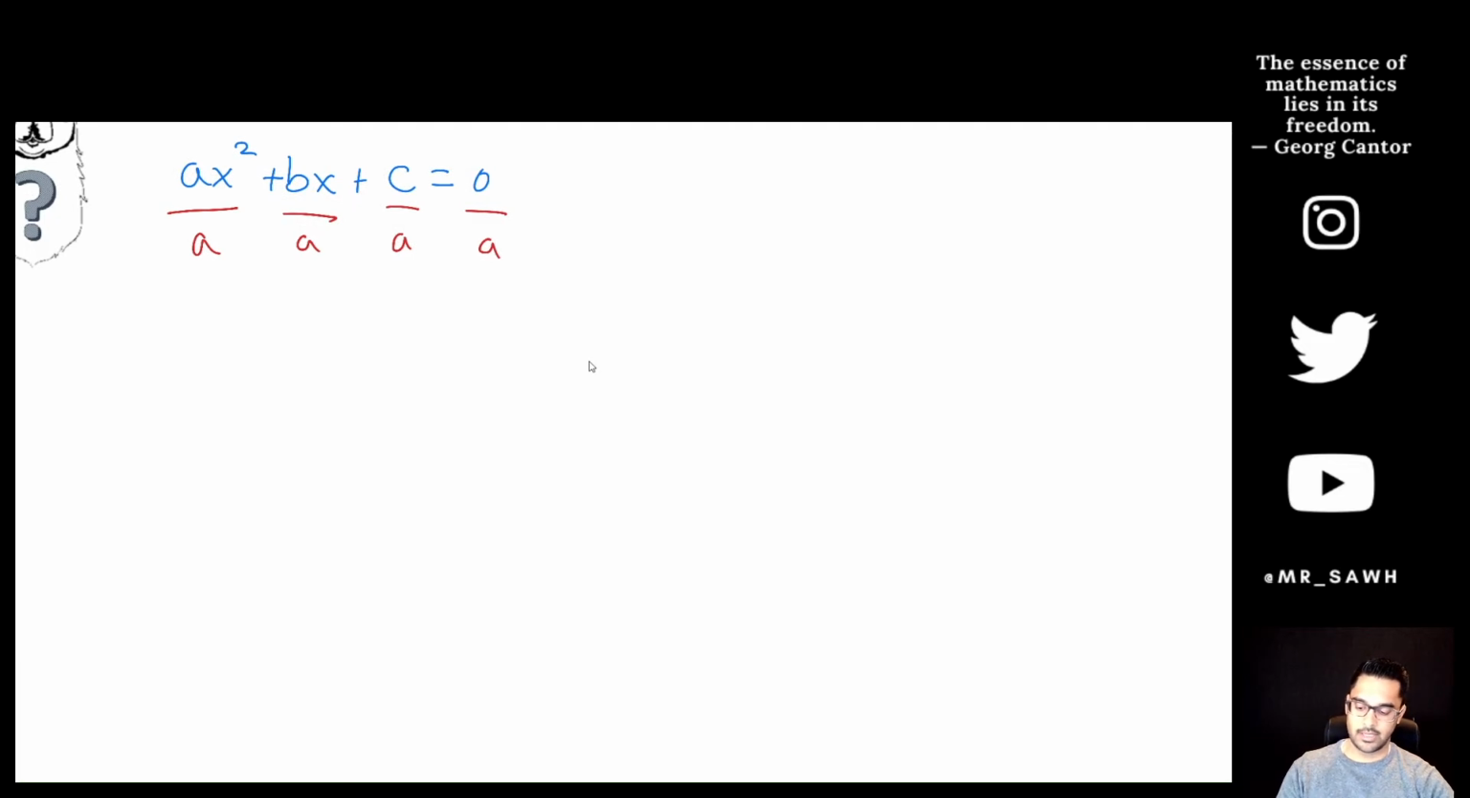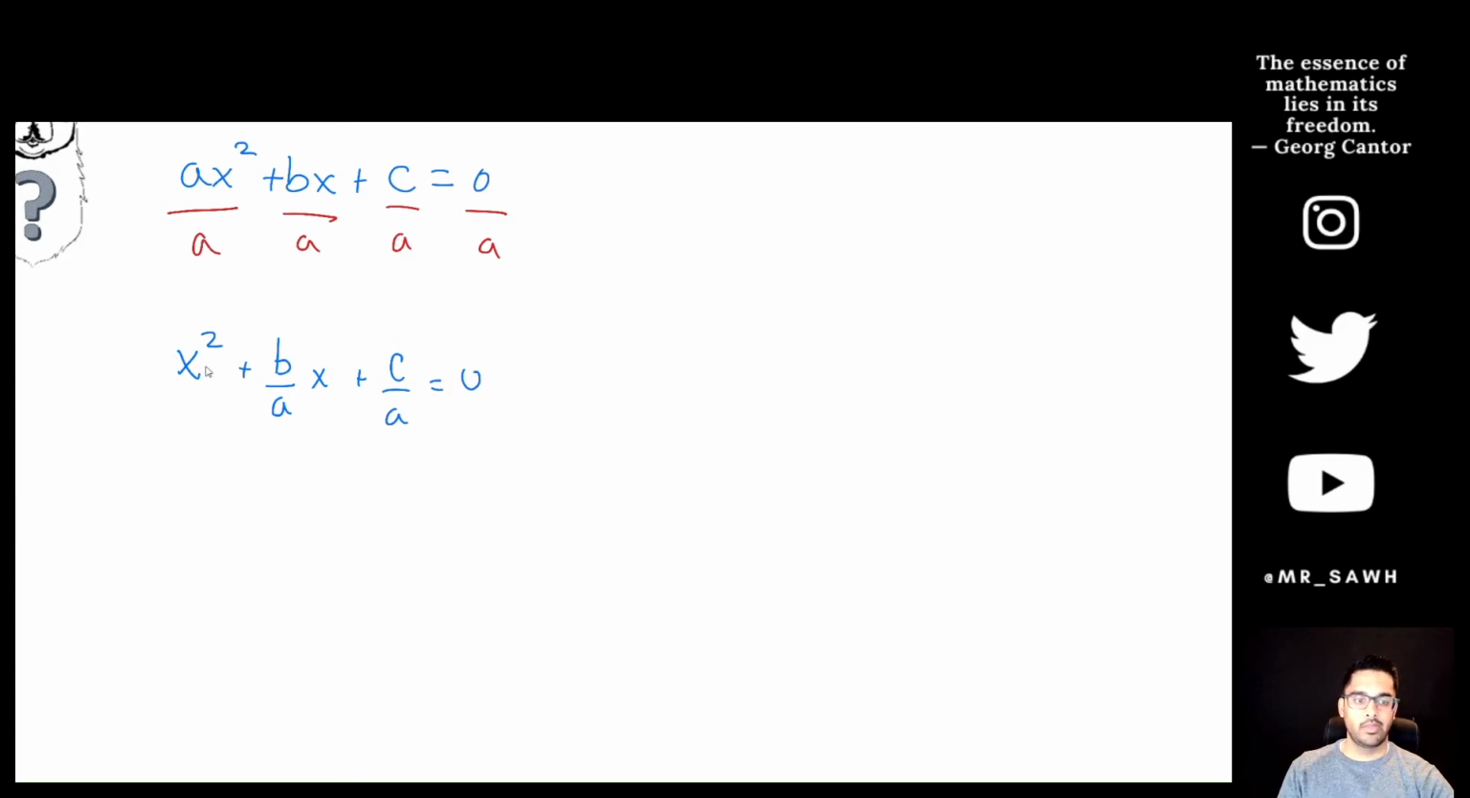So I'm going to end up with x squared plus b over a times x plus c over a still equal to 0. Okay, so I really didn't do anything. Essentially, we just divided out a common factor of a from everything. That's really all that we did.